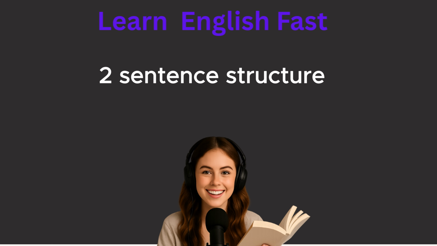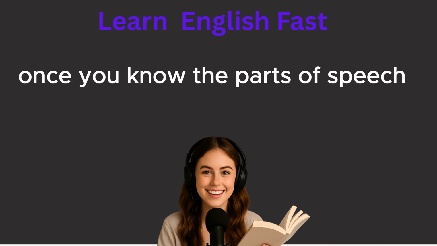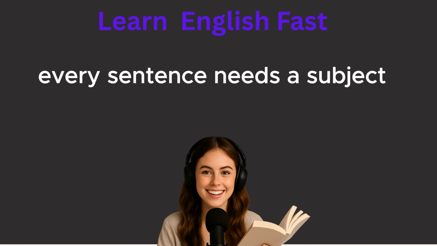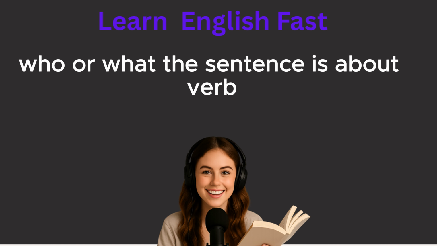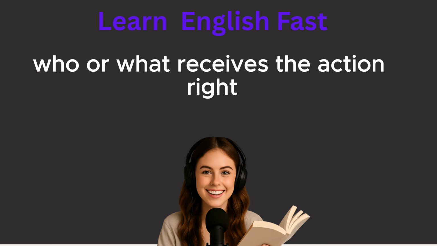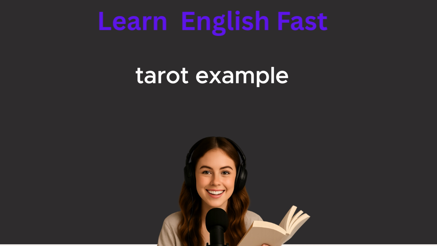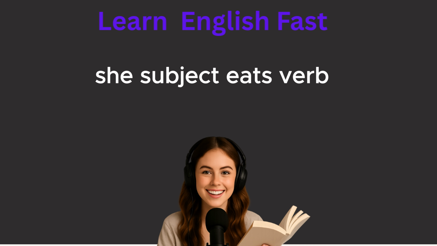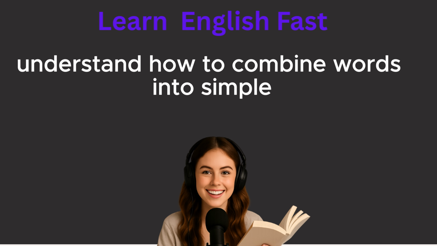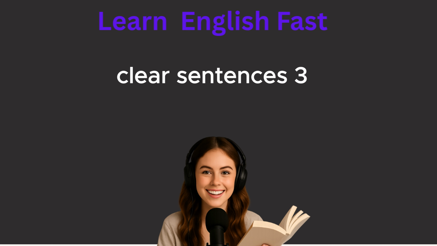2. Sentence structure. Once you know the parts of speech, you should learn how to make simple sentences. Every sentence needs a subject, who or what the sentence is about. Verb, the action. Object, who or what receives the action. Example: she, subject, eats, verb, an apple, object. Understand how to combine words into simple, clear sentences.